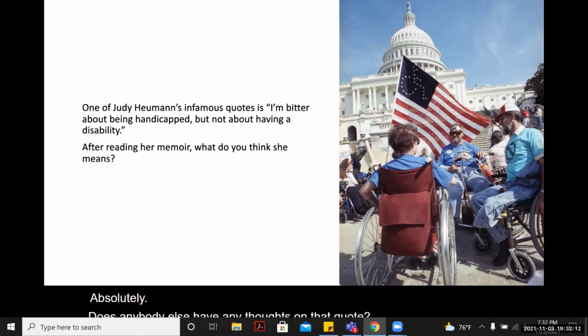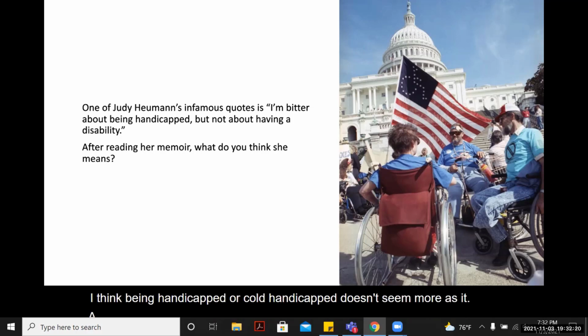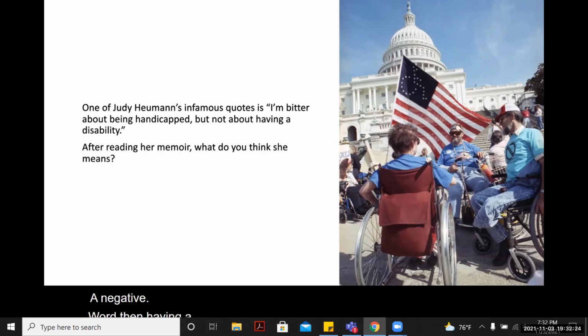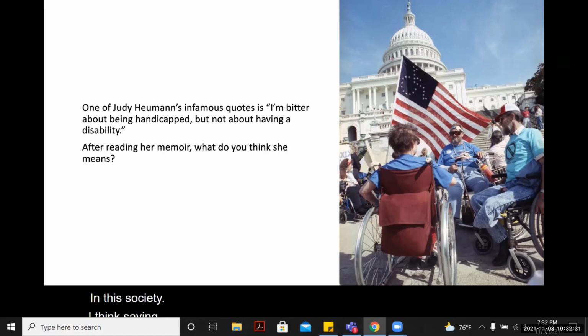I think being handicapped or called handicapped has been seen more as a negative word than having a disability in this society. Mhm. I think saying disability gives it more credence, if you will.